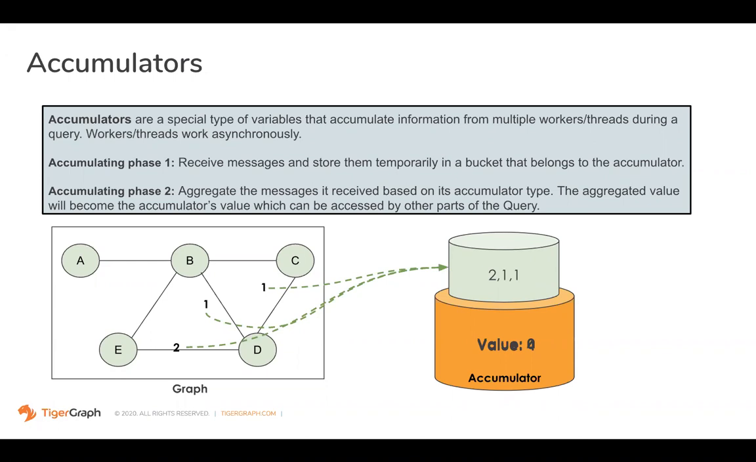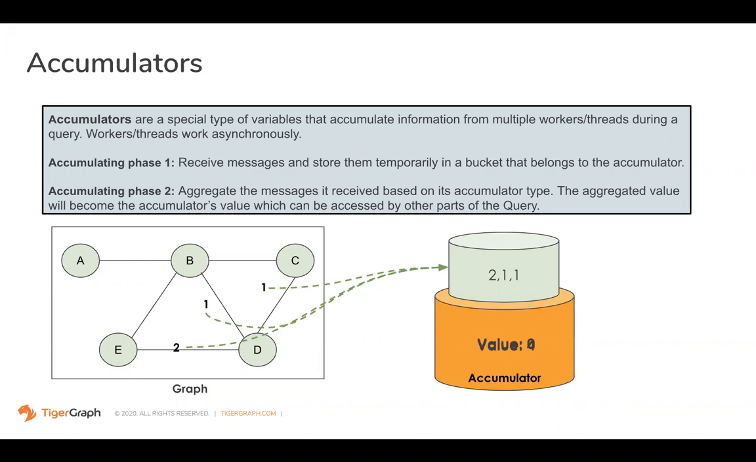As the name suggests, accumulators basically accumulate information about the graph during traversal, and they enable multi-thread processing as much as possible to speed up your querying. Accumulators work in two phases. In phase one, you receive messages, and during the traversal, accumulators hold all of the message data in a bucket that belongs to the particular accumulator. In phase two, the accumulator will aggregate based on the type of aggregate function that's defined, compute the value, and provide it for the query.